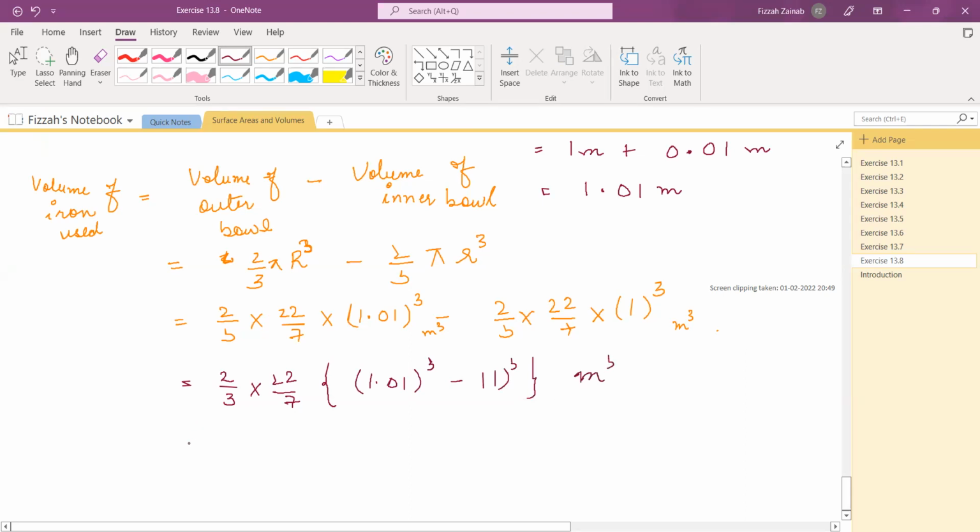Okay. Now a cube minus b cube. Do you remember the formula for it? Okay, fine. Leave the formula. We can just simply multiply it. Otherwise, you can make mistakes. So 2 by 3 into 22 by 7 into. Now can you tell me what is the cube of 1.01? Multiply it 3 times and tell me what you are getting.